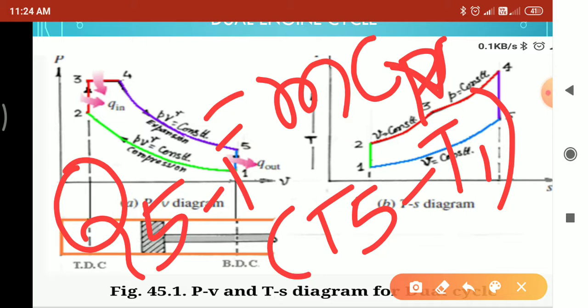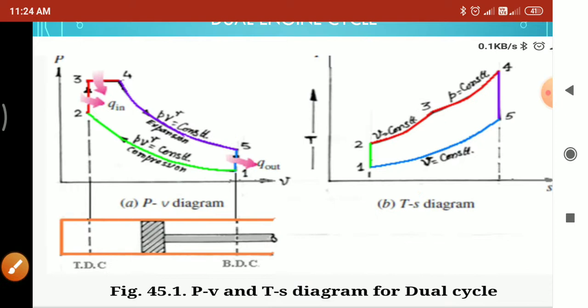So this is the working principle of the dual engine cycle. In this cycle heat is added in two different processes, one at constant volume and the other at constant pressure, and heat is rejected at constant volume. The remaining two are one adiabatic expansion process and one adiabatic compression process. Totally there are 5 different processes in this cycle.